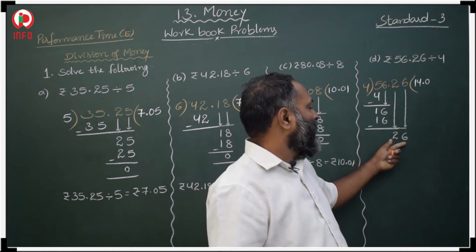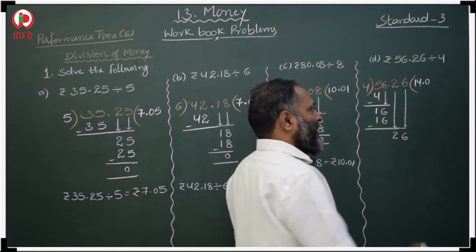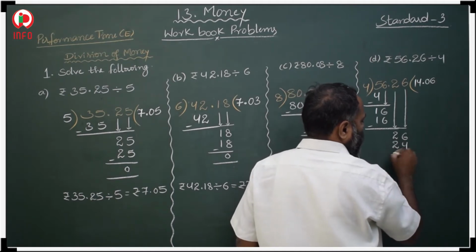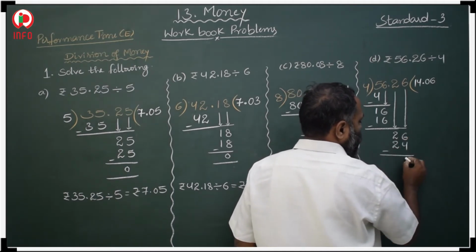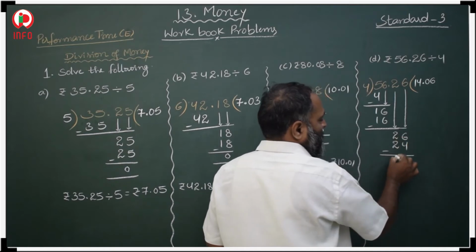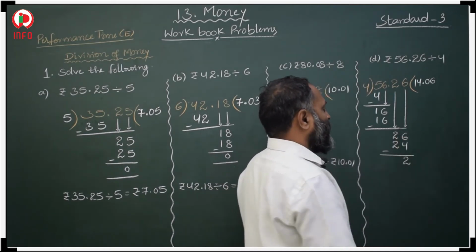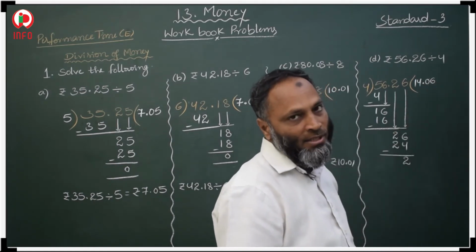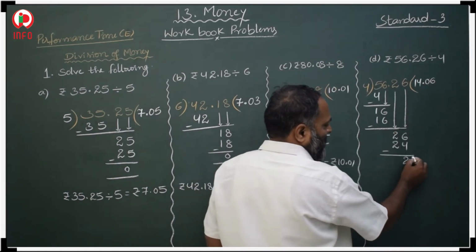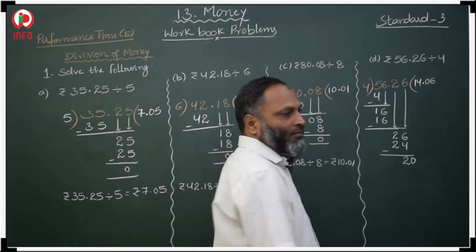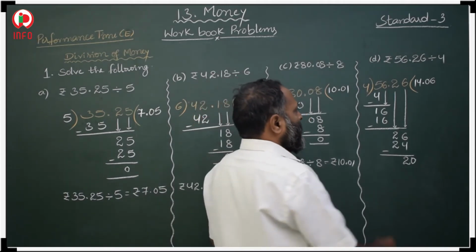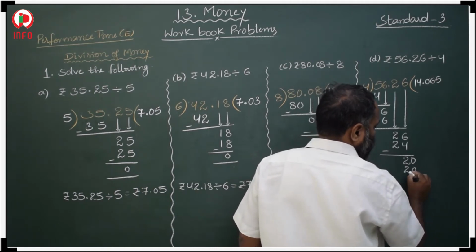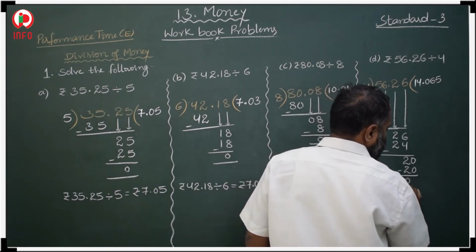4 6s are 24, 4 7s are 28, which is more, so 4 6s are 24. We should take 24. Then 26 minus 24 is 2. In each and every step after the decimal we can take a 0, so keep a 0. Then 4 5s are 20. 20 minus 20 is 0.